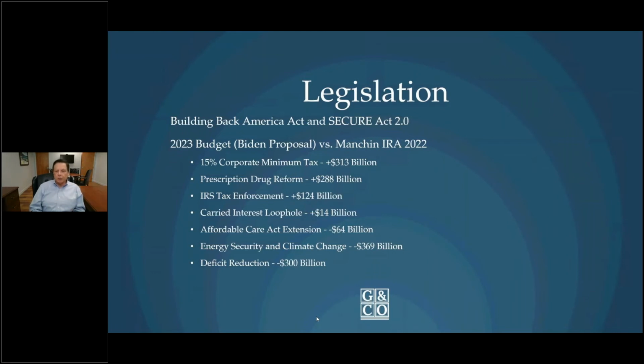The Secure Act 2.0, we have parts and pieces that may resurrect, but they're not a part of the Manchin IRA, which stands for the Inflation Reduction Act. IRA doesn't stand, in this case, for individual retirement accounts. It's the Inflation Reduction Act of 2022. So this is what we're now dealing with.